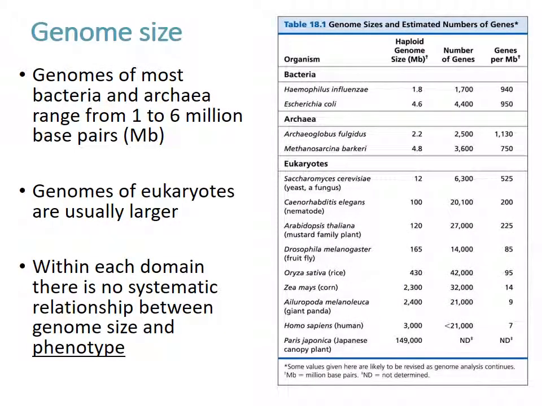So genomes of most bacteria and archaea range from 1 to 6 million base pairs, and genomes of eukaryotic organisms are much larger. But if we think about chromosomes in bacteria and chromosomes in eukaryotic organisms, bacteria usually have just that one single circular chromosome, and eukaryotic organisms have several linear chromosomes. But within each domain, there's not really a systematic relationship between genome size and a particular phenotype.